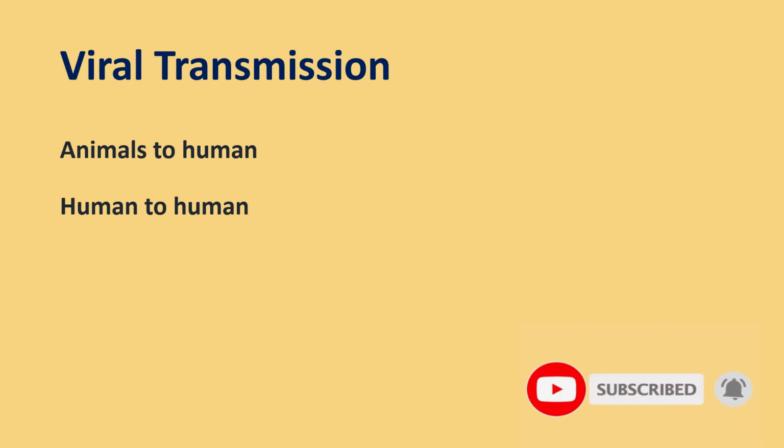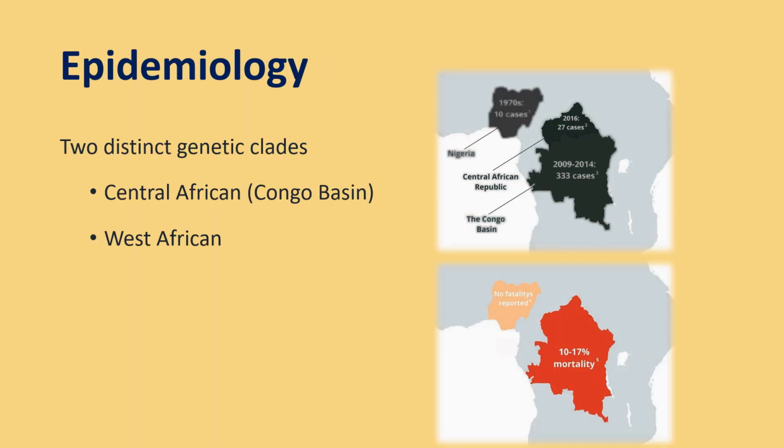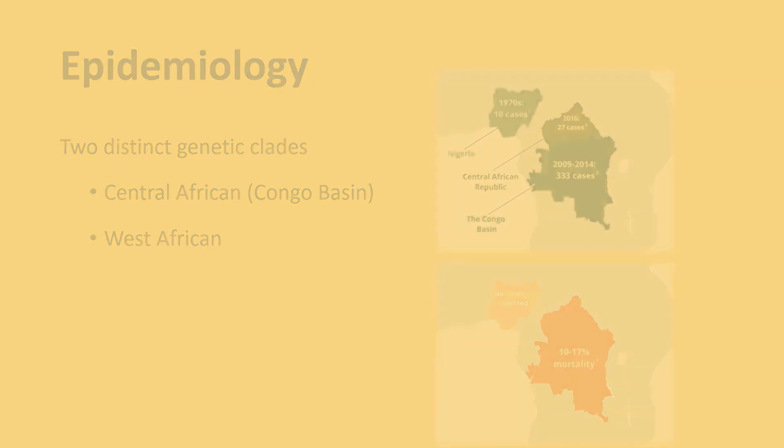Human to human transmission may occur due to direct contact with skin lesions or body fluids, and respiratory droplets through breaches in the skin of a non-infected individual, or indirectly through contact with contaminated material. The recent epidemic also implicates sexual contact as another mode of transmission of this virus. Two distinct genetic clades have been identified: the Central African or Congo Basin clade and the West African clade. The Central African clade is believed to have higher severity of illness with a higher case fatality rate.